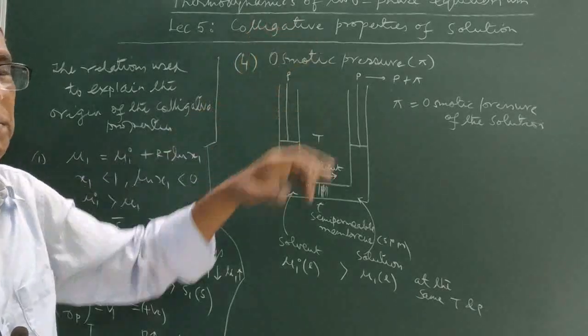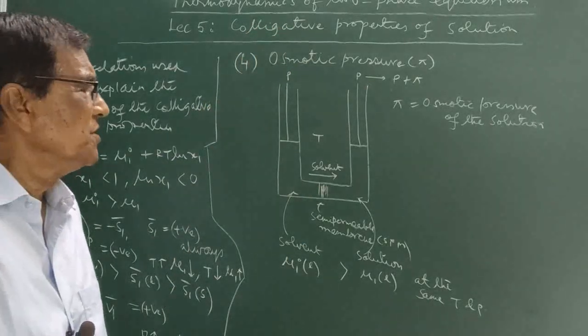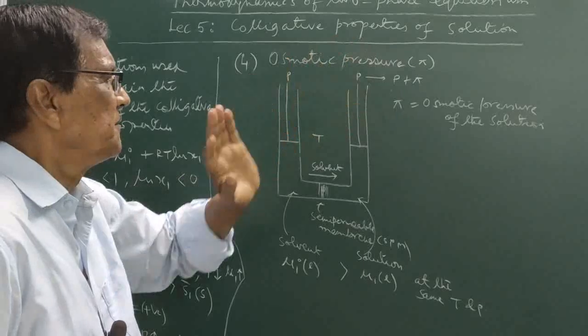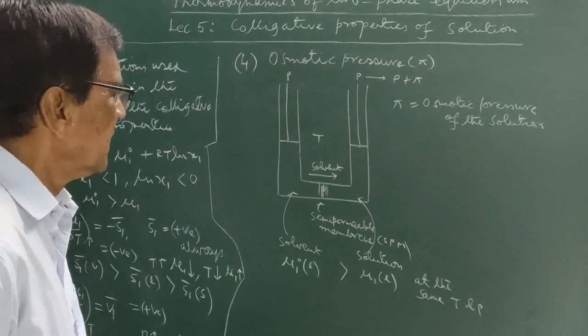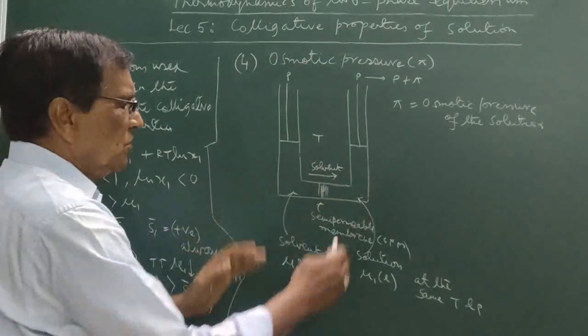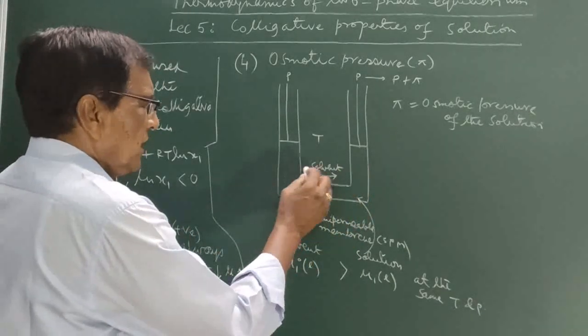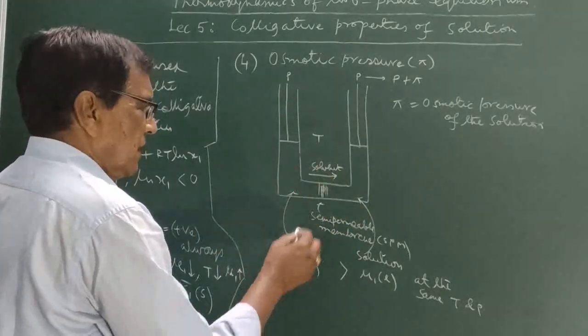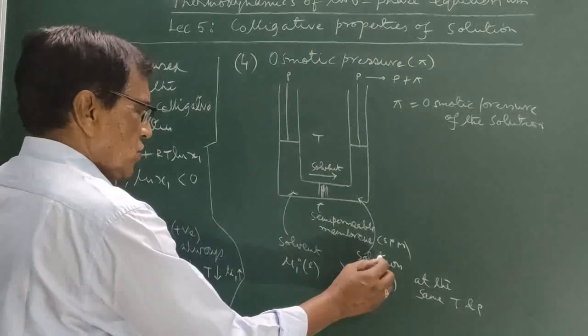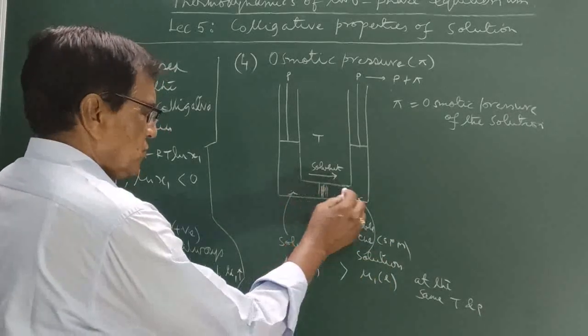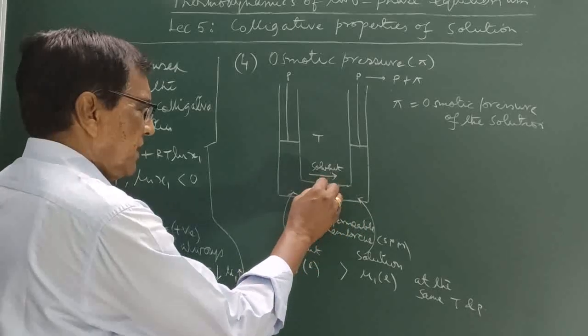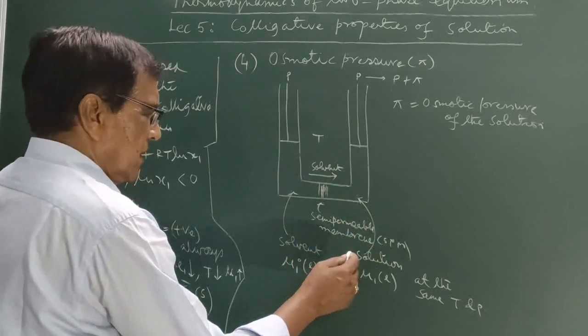Fourth colligative property of these dilute solutions, osmotic pressure. Let us take this U container, this U tube. In both the limbs, here it is pure solvent, and here it is the solution. The solvent and solution are separated by a semi-permeable membrane.